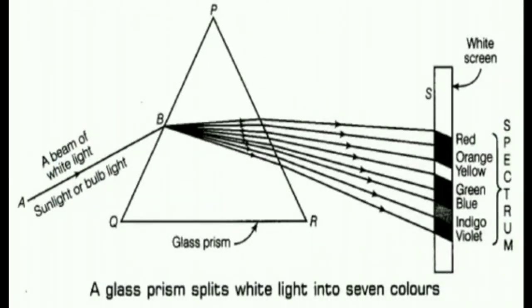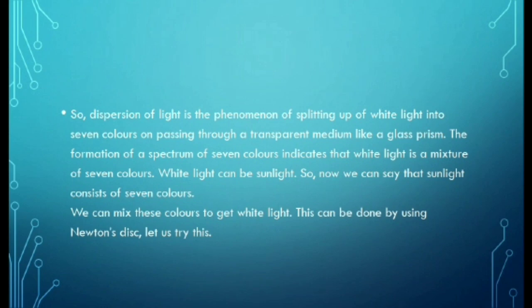Dispersion of light is the phenomenon of splitting up of white light into 7 colors on passing through a transparent medium like a glass prism. The formation of the spectrum of 7 colors indicates that white light is a mixture of 7 colors. White light can be sunlight. So now we can say that sunlight consists of 7 colors. We can mix these colors to get white light. This can be done by using Newton's disc. Let us try this.